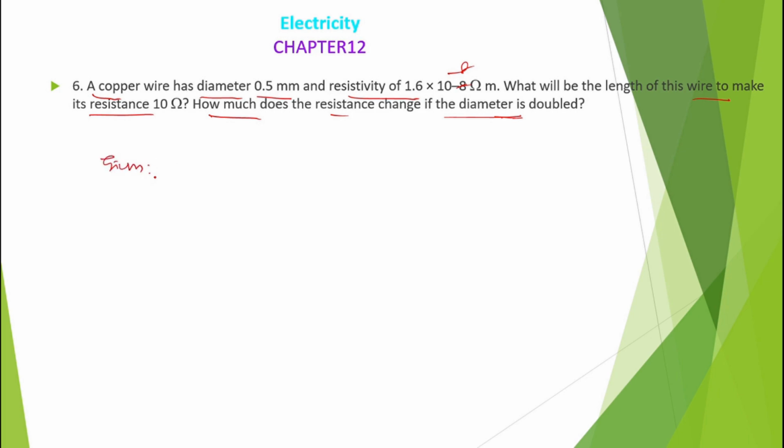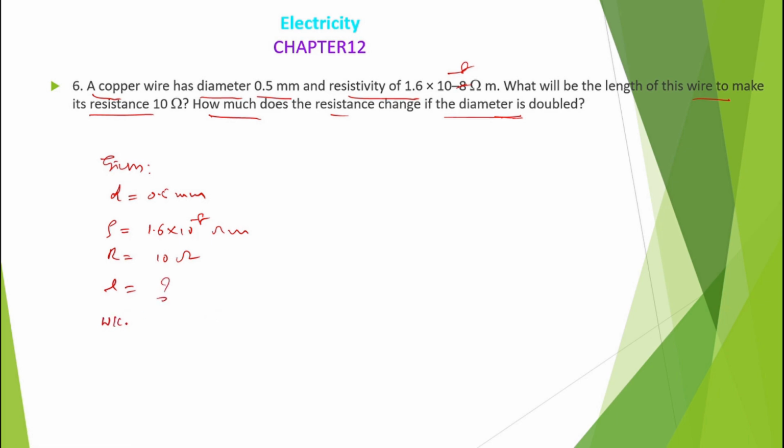Given what he has given: diameter D is equal to 0.5 mm, and rho is equal to 1.6 into 10 to the power of minus 8 ohm meter, and R he has given, R is equal to 10 ohm. And what will be the length of the wire? Okay, length he is asking.